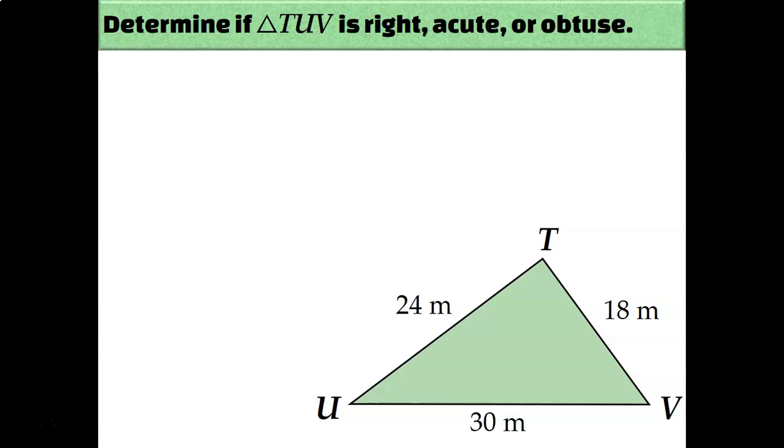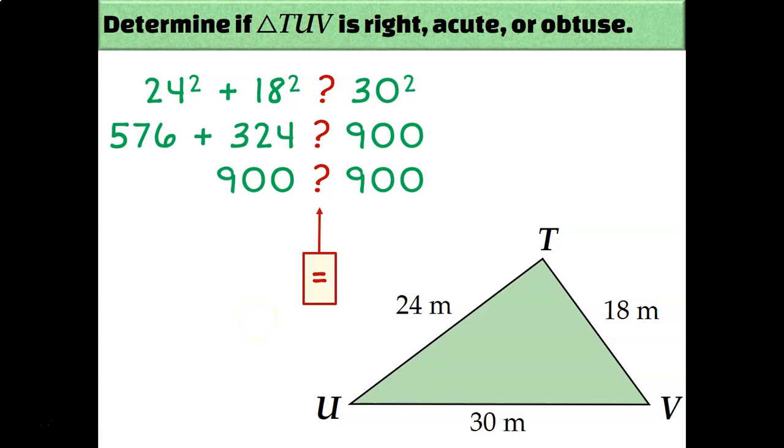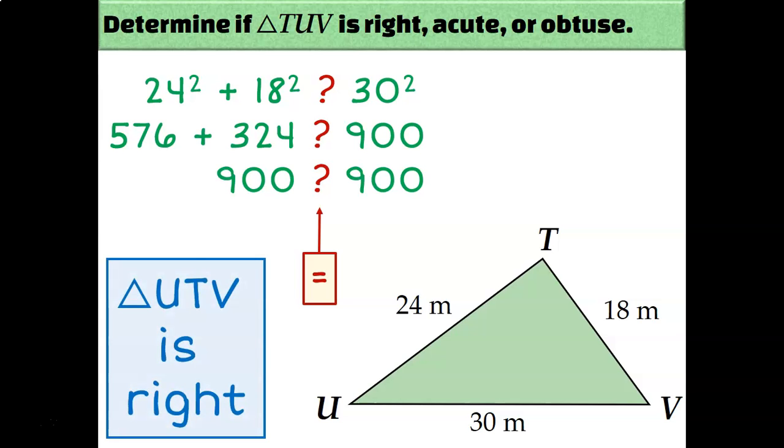I want you to pause the video and try this last one on your own. All right, let's see how you did. The first thing you need to do is identify which side is c. C is the longest side, and in this case that's 30. So 24 and 18 are a and b, 30 is c. So I've got 24 squared plus 18 squared. That gives me a total of 900, and also 30 squared is 900. This ended up being equal. A squared plus b squared equaled c squared. So this must be a right triangle.